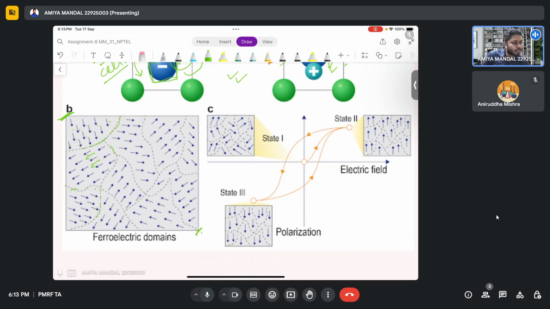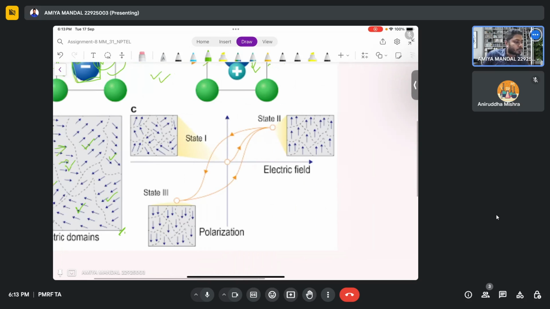So at each region, every dipole is oriented in a specific direction, and these are called the ferroelectric domains. Each region is called a ferroelectric domain, in which each dipole is oriented in a similar direction. Okay.